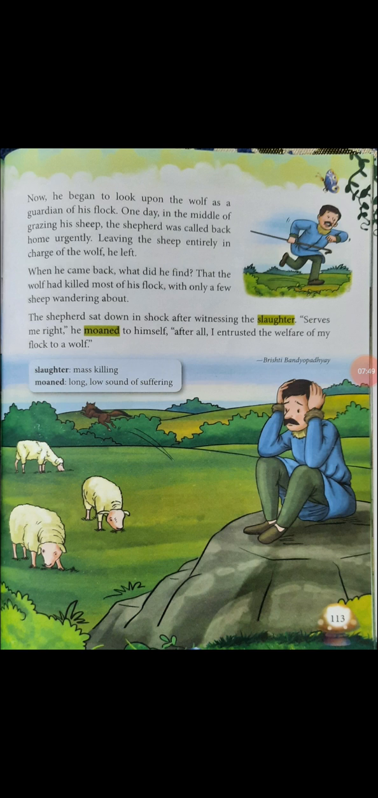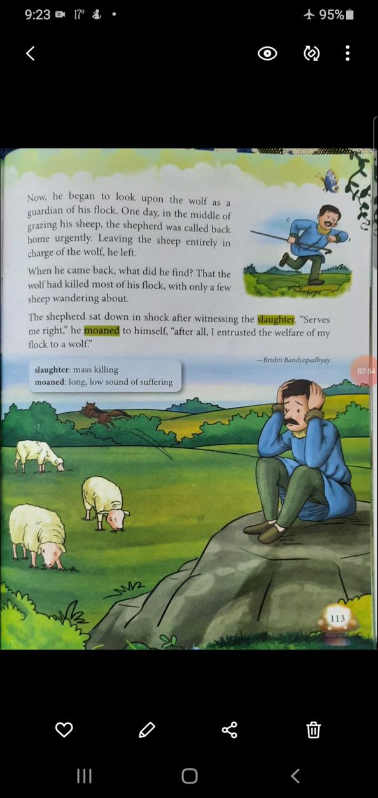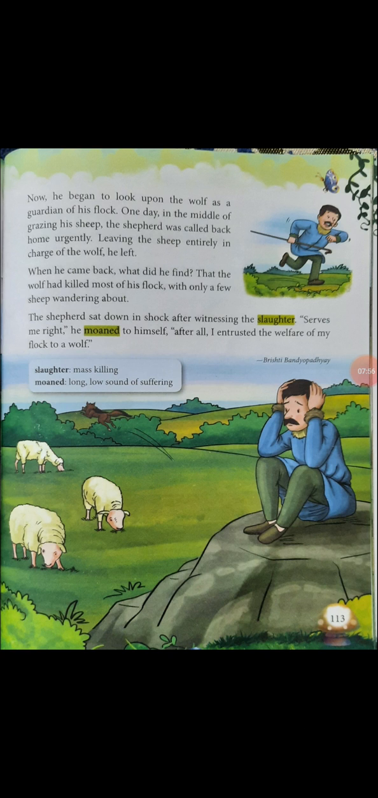Serves me right, he moaned to himself. After all, I entrusted the welfare of my flock to a wolf. So the shepherd just sat down in shock and in grief and in agony. He was very, very sad. He just witnessed the slaughter. Slaughter means mass killing. Mass means a large number of things, whether it's a person or a sheep. A large number of sheep had been killed, and he just sat down over there.